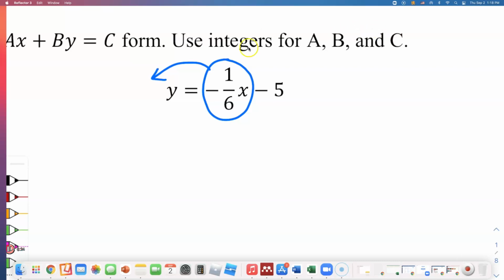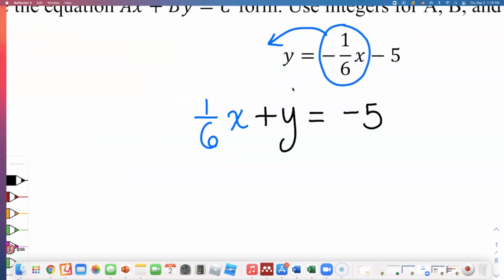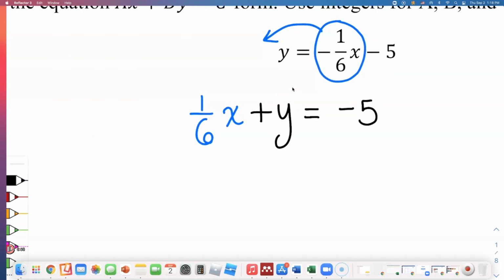Look, it was a -1/6x. It was a negative number. But when I move it across the equal sign, it's going to turn into a +1/6x. Now, notice there was a positive y on the left side of the equal sign. It's a positive y, so do write this as plus y. All that was the only thing left on the right side of the equal sign, that -5.